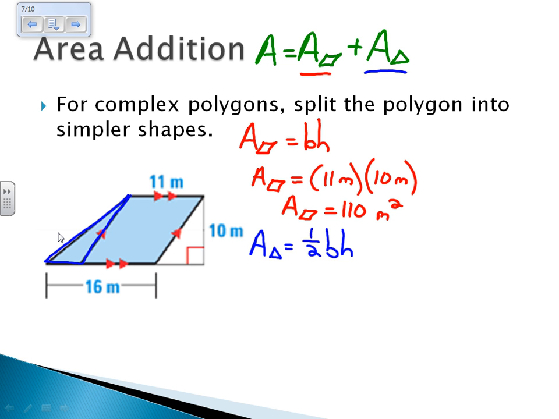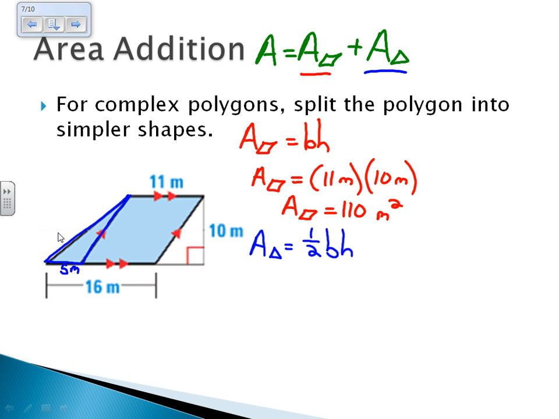Okay, so Mauricio knows the whole thing is 16. We agree with that? Yeah. We know that this piece is 11. Do we agree with that? So what's left over for this little tiny piece? 5, because 5 plus 11 has to equal 16. So this piece here has to be 5 meters. Are we okay with that?